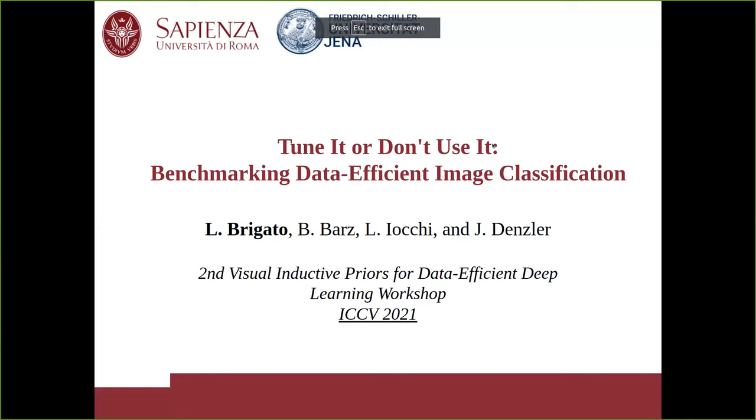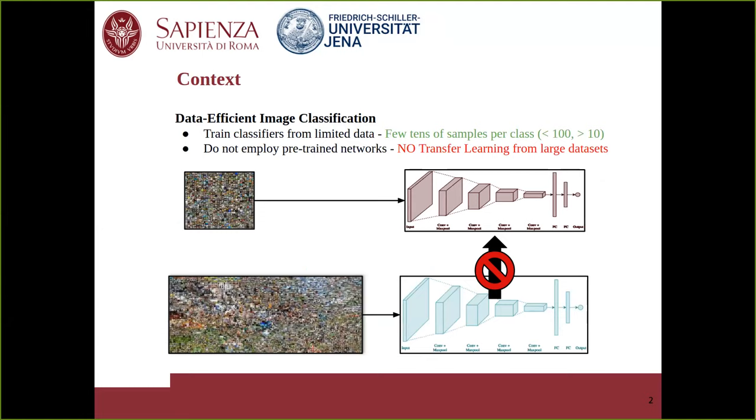So, hi everyone. I'm Lorenzo, a PhD student from Sapienza University of Rome, and today I'm going to talk about our work, "Use It or Don't Use It: Benchmarking Data-Deficient Image Classification", which is joint work with Björn Band, Luca Iocchi, and Joachim Benzler. So we are in the context of data-deficient image classification, the research field in which we train classifiers from limited data, so a few tens of samples per class, in general more than 10 and less than 100. And we do not employ pre-trained networks, so there is no transfer learning from large datasets like ImageNet.